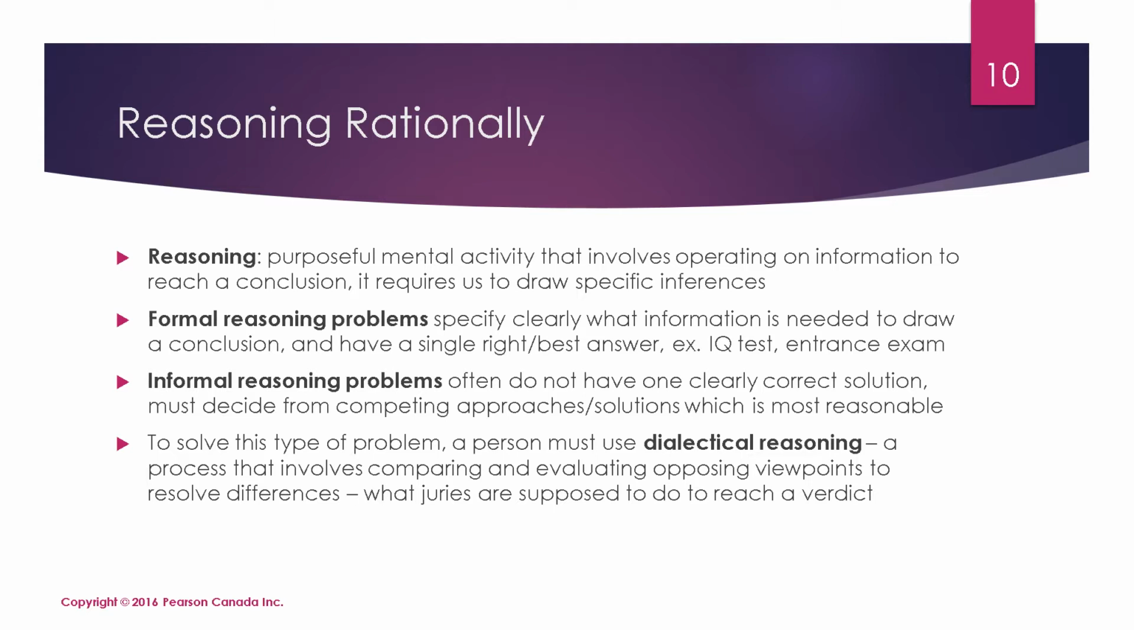So there are two different types of reasoning problems. We can have a formal reasoning problem, which specifies clearly what information you need to draw the conclusion, and they have a single right or best answer. Those would be the types of problems that you'd be more likely to use an algorithm for, things like an IQ test or an entrance exam question. On the other hand, we have what are known as informal reasoning problems, which often do not have one clearly correct solution, and we must decide from competing approaches or solutions which is the most reasonable solution.